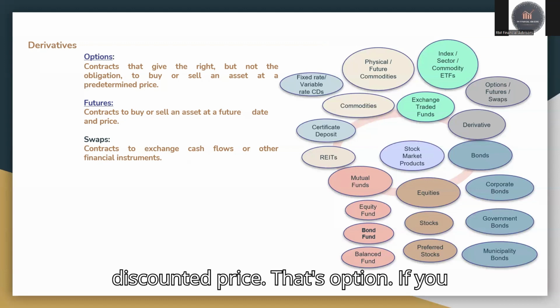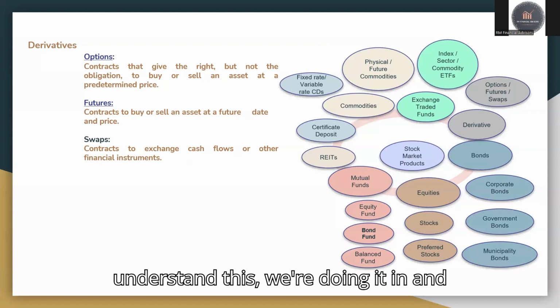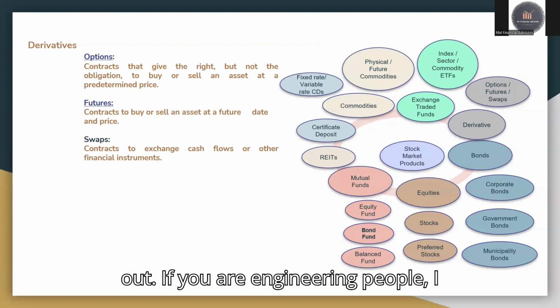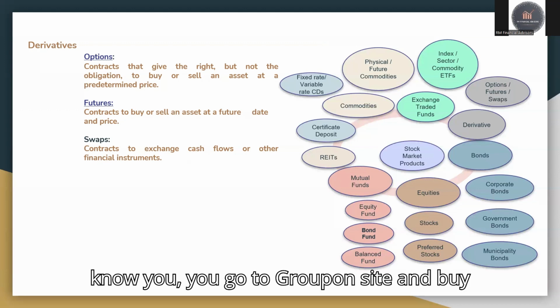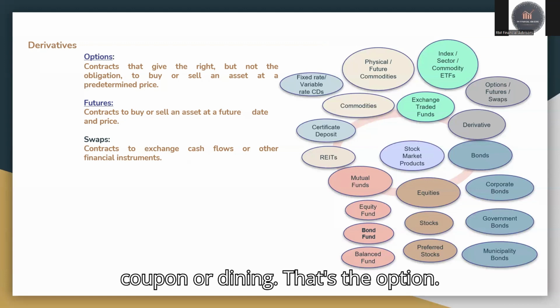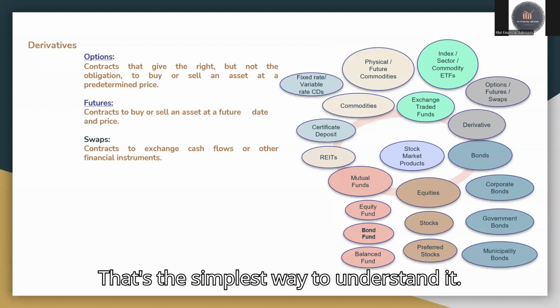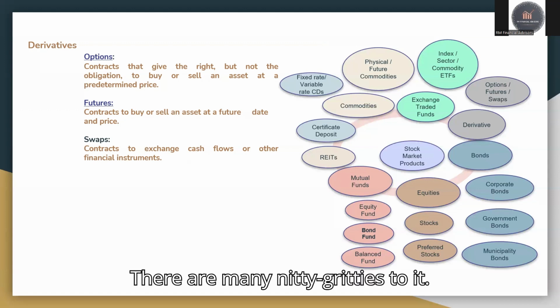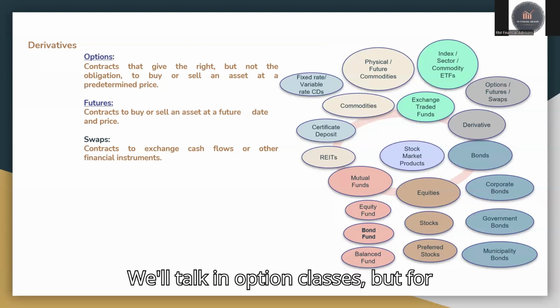That's an option. If you understand this, we're doing it in and out. If you are engineering people, I know you go to the Groupon site and buy all the coupons, right? All the discount coupons or dining, that's the option. That's the simplest way to understand it. There are many nitty-gritties to it. We'll talk in option classes.